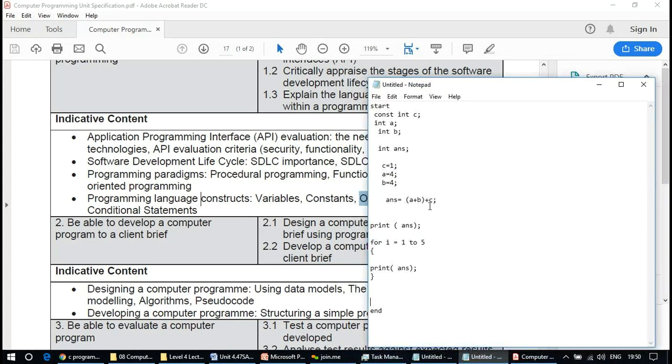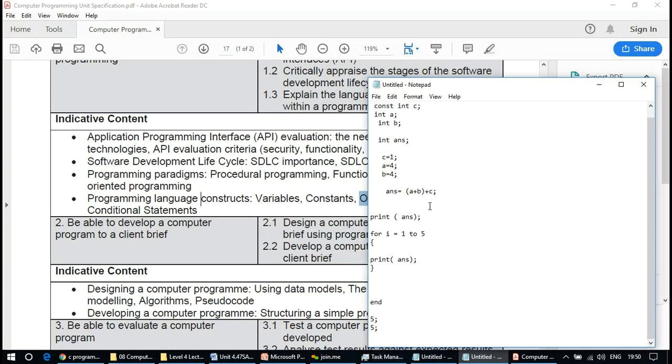Can you tell me again how much was the answer? 5. Can you tell me one more time how much was the answer? 5. I'm just asking you to repeat the same answer. Can you tell me one more time the answer? 5.